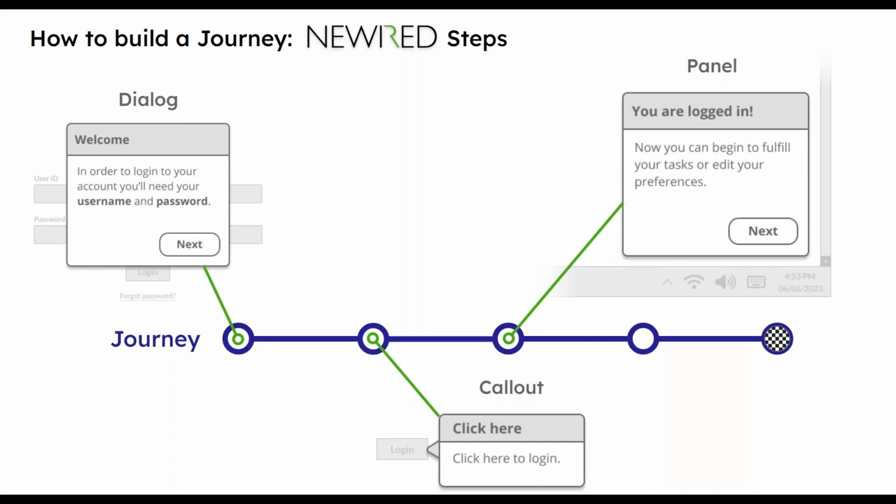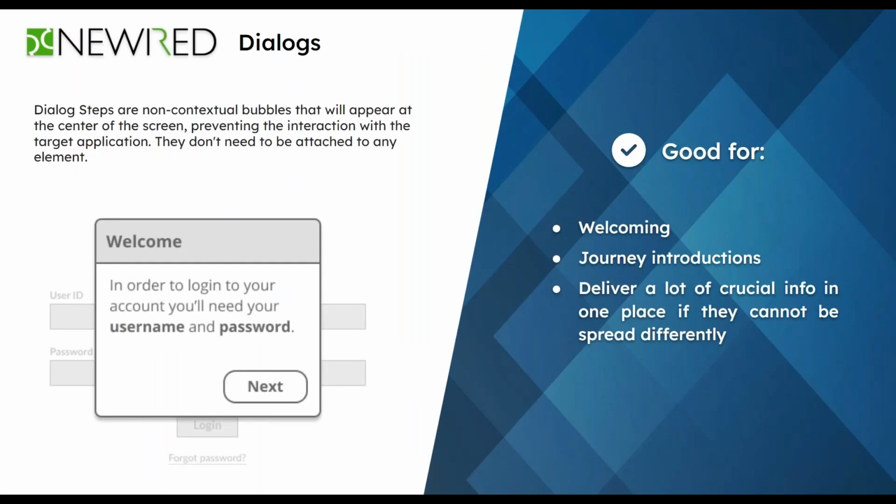Basically, Newired has 3 kinds of steps that can form a journey. So let's have a look at them. The first one are dialogues. So dialogues are our basic kind of bubble that will appear on screen to your users as an overlay to your web application. So they actually will appear at the center of the screen and will prevent any interaction with the target application. They are so-called non-contextual. So it means that they don't need to refer to any element on the web application. They just stand there and catch all the focus of your users. So they are forced to read what's written inside them and go through the guidance.